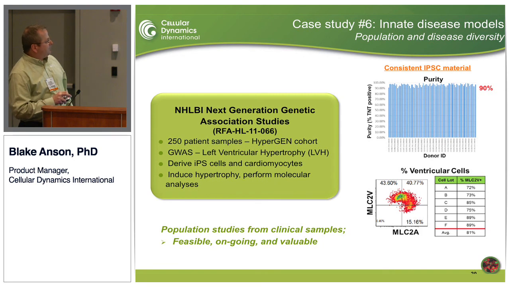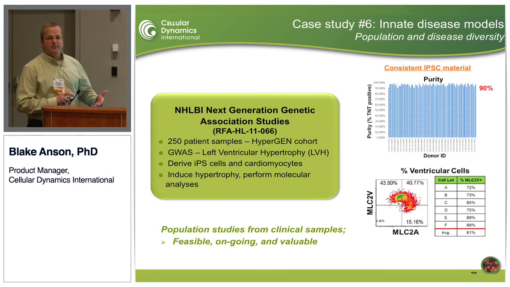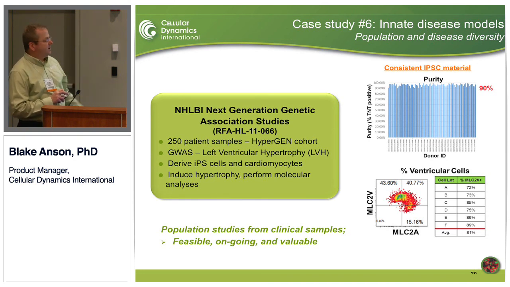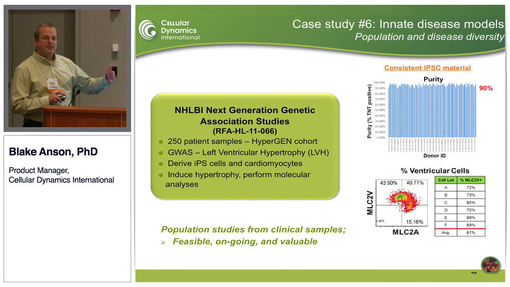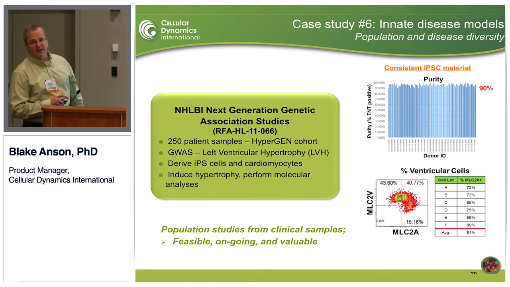It's basically 250 patient samples from the HyperGEN cohort. These are individuals suffering from left ventricular hypertrophy. 250 of them, deemed interesting by the geneticists and the clinicians, were chosen for reprogramming and iPSC analysis. CDI derived the iPS cells, cardiomyocytes. You can see here, across several different lines, we're able to provide consistent cardiomyocyte populations. All of these are greater than 90% purity, and we see a very high percentage of ventricular cells across lots. These are then provided to Uli for his hypertrophy and molecular analyses.